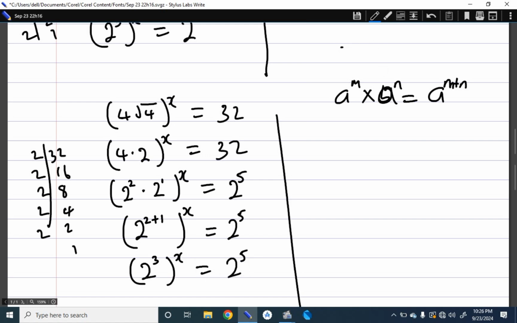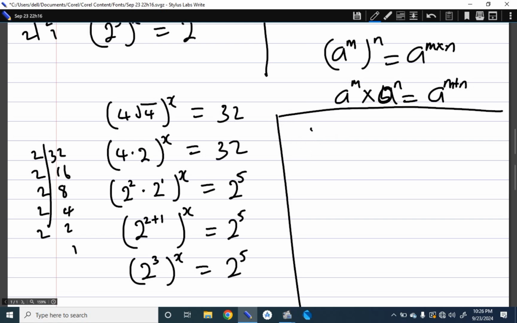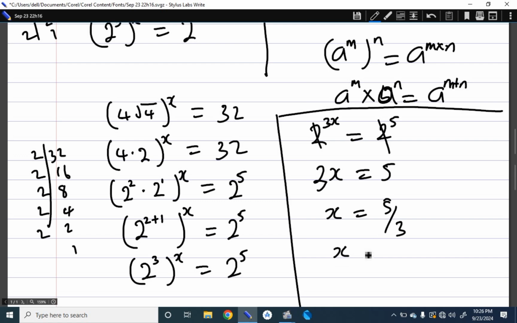Don't forget, according to indices, that a raised to power m, all raised to power n, is the same thing as a raised to power m times n. So let me continue solving it from here. This is now 2 raised to power 3 times x, to give us 3x, is equal to 2 raised to power 5. So I'm now having that 3x is equal to 5, and then my x will now be equal to 5 over 3. Therefore x is now 1 whole number 1 over 3.